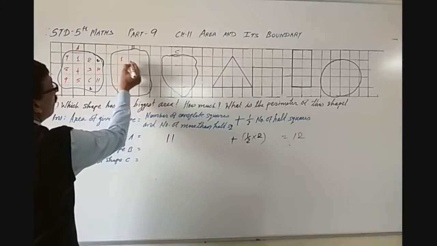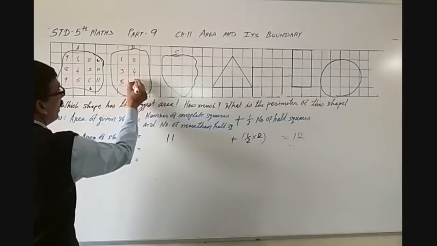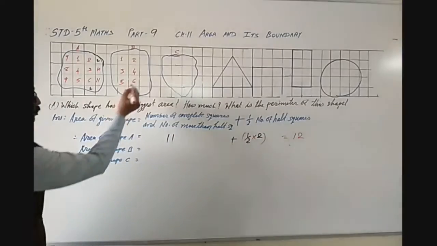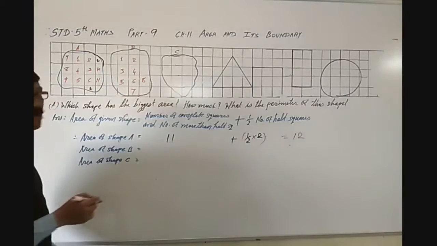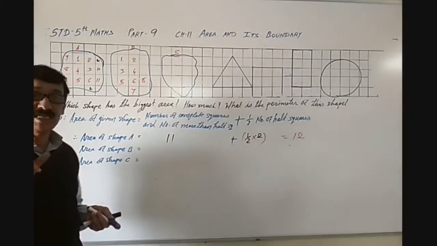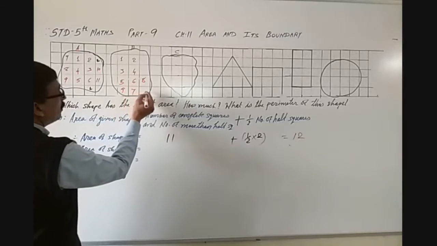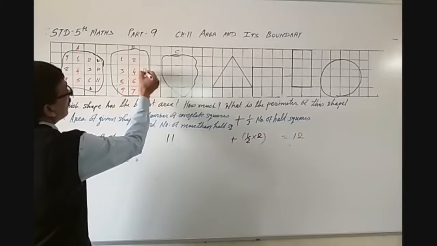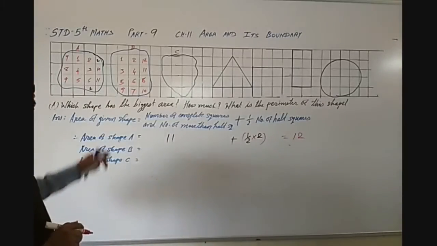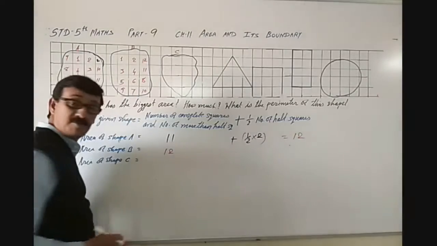See, complete squares: 1, 2, 3, 4, 5, and 6, 7. These are complete squares. This is also a complete square. Now, a square that is more than 1/2, we will take as a complete square. So this is more than 1/2. So this is 9, this is 10, this is 11, this is 12. These are more than 1/2. So total 12 squares are there which are more than 1/2.